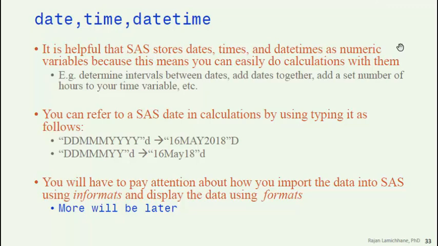SAS always stores date and datetime as a numeric variable so that it can easily do algebraic manipulation between these variables. It can determine the interval between dates, add dates together, add a set number of hours, and do many arithmetic operations on date and time. SAS date and time can be referred to using the DDMMYY format or DDMMMYYYY format, where D is the total number of characters needed to represent that format. We'll discuss more about datetime in later chapters.